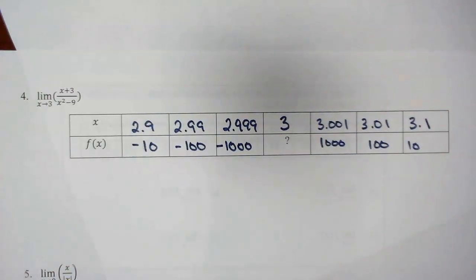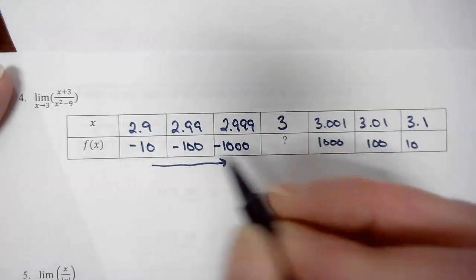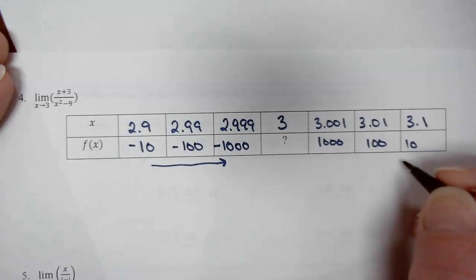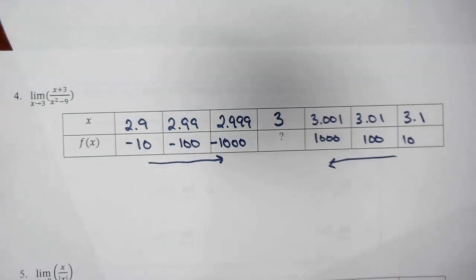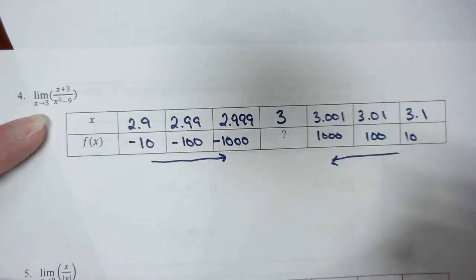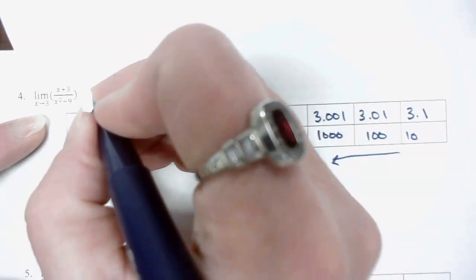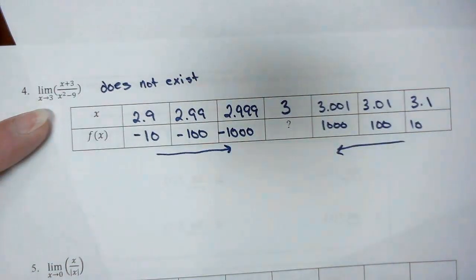Now this one's interesting. As I'm coming this way, it's getting more and more and more negative. As I'm going this way, it's getting more and more positive. They're not approaching the same thing. So this gets into a little bit of an interesting topic. If I'm trying to figure out where that reaches, I really can't. And we would say that the limit does not exist. And if you want to have a nice little Mean Girls flashback, this limit does not exist.